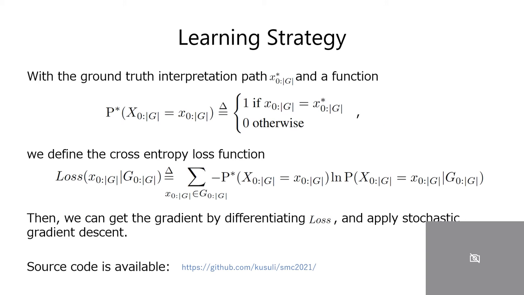Then we define the cross-entropy loss function using the ground truth and the select function. Now we can get the gradient by differentiating this loss function with respect to the parameters in the tables I explained above, then update them by applying stochastic gradient descent to minimize the loss. For details, please refer to the source code here.